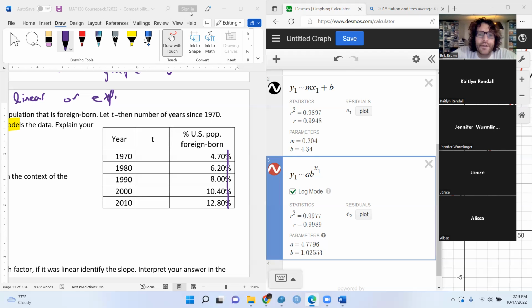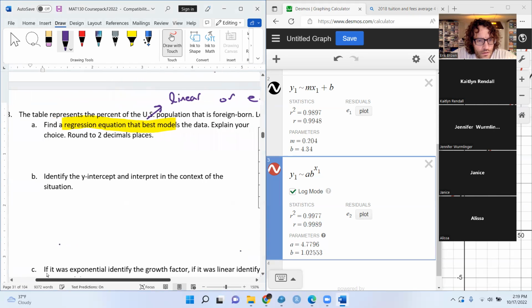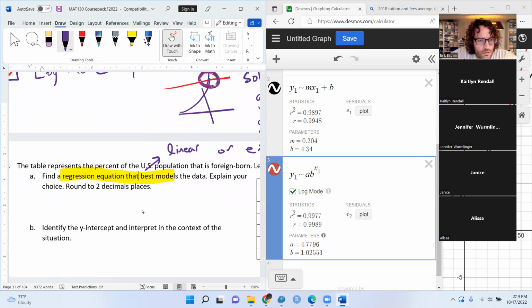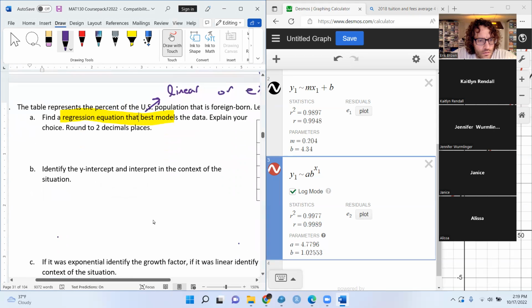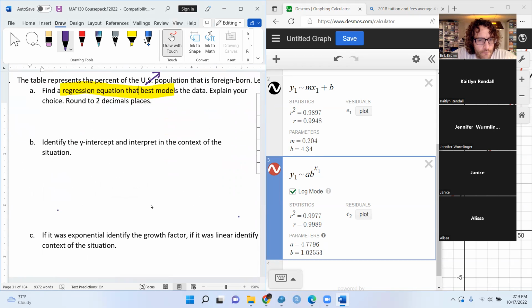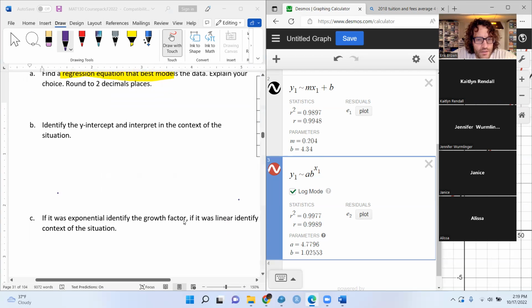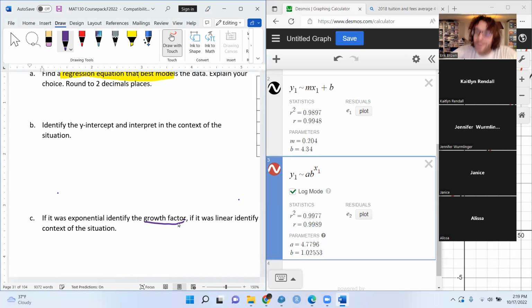Well, in the exponential function, the A value corresponds to the y-intercept. The B value is the growth or decay factor. So there is no slope, which is the equivalent of the change in the linear model.